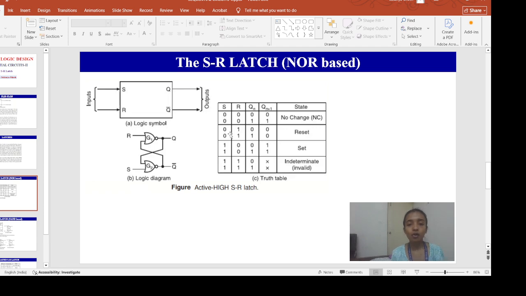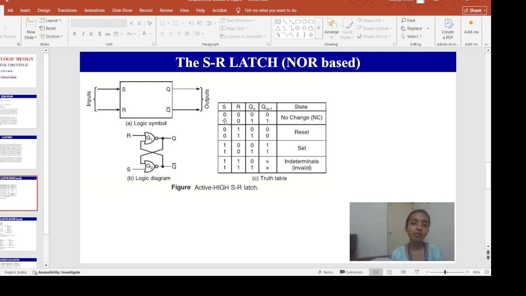Okay, now what will happen if set is 0 and reset is 1? What will happen in that state? When set is 0 and reset is 1, this will always reset, Q equals 0.